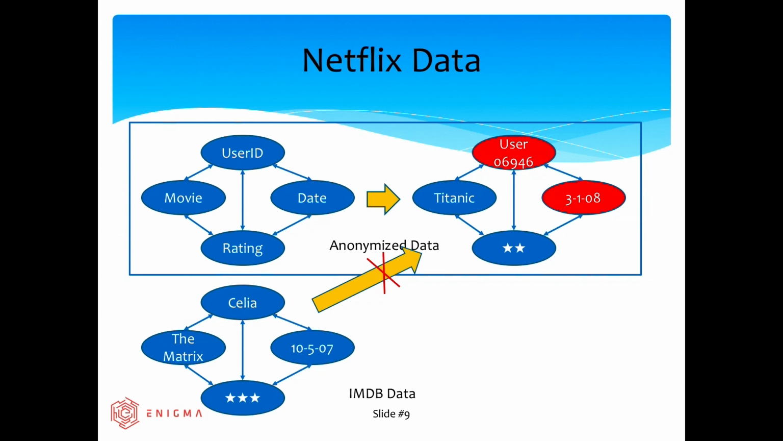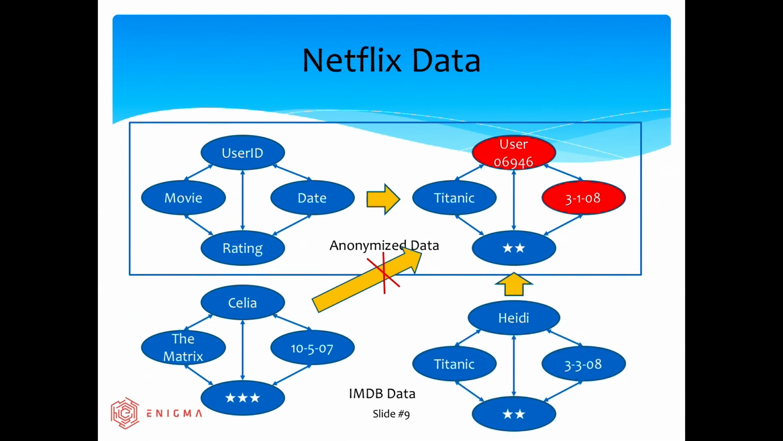And here, basically, the way they did it was, if you look at the first one, there's no match. The movie is Titanic and the stars are wrong, so user 6946 is not Celia. But if you look at this, the date is within statistical tolerance, and everything else is the same, so the record matches. So they used external information to de-anonymize the anonymized information. So this brings us to our threat model.